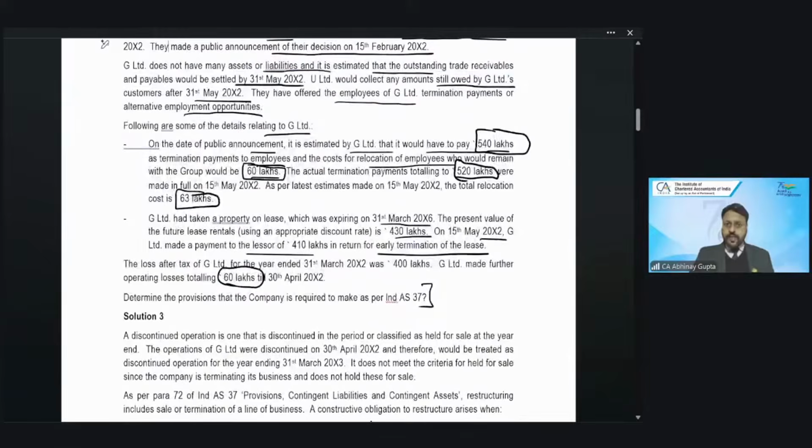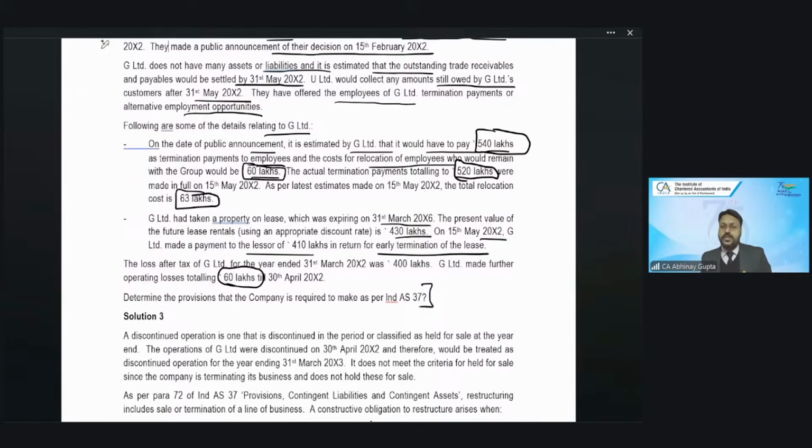540. So 540 lakhs was the estimated cost by the company, but eventually, after the year end, when the payments were made, it was all settled at 520 lakhs. And now, because we know for a fact that 520 lakhs is the right amount for this liability, which has subsequently been settled after the year end, while preparing the financial statements for the year end, which amount should we consider for the provision? 540 lakhs or 520 lakhs? 520 lakhs. 520 lakhs is the final amount which has been actually discharged after the year end, before the approval of the financial statements.